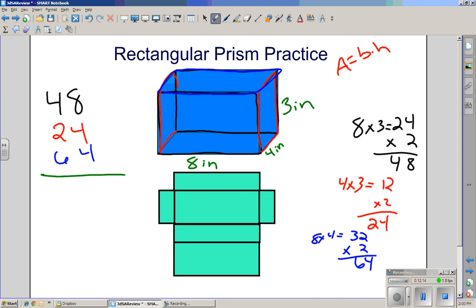48 plus 24 plus 64 gives me a total. 8 plus 4 is 12, plus 4 is 16. That's 5, 7, and 13. 136 inches squared is my answer. If you got that right, you are good to go. If you did not, there are some practice problems at the end of the video, or please come ask me.